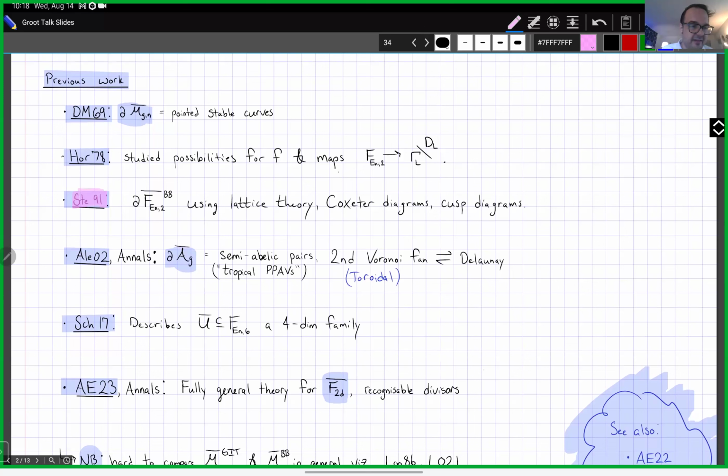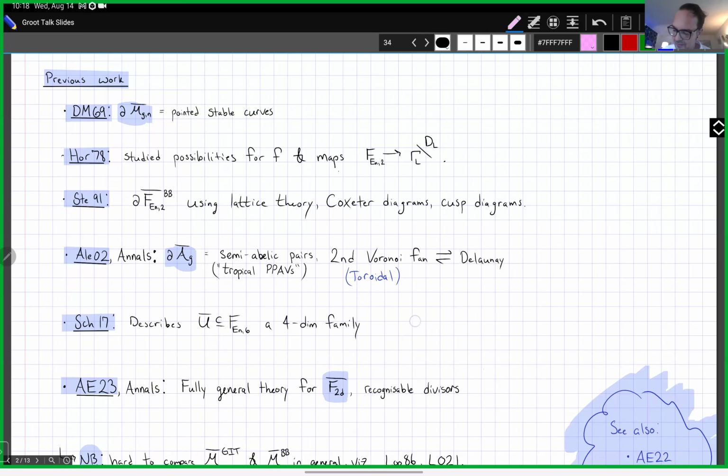Sterk, in his thesis in 91, was able to describe the Bailey-Borel compactification of these degree 2 Enriques surfaces, and pioneered the use of lattice theory in this classification of what the boundary looks like. So this involves a lot of lattice theory, Coxeter diagrams, and so-called cusp diagrams. And we'll see a few of those.